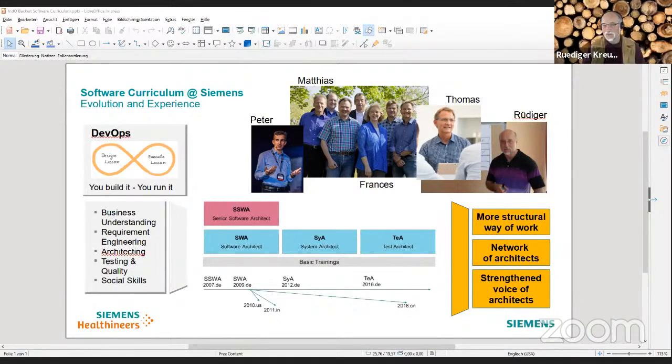Maybe just one addition to the last statement from Thomas. Each of these courses is a mix of on-site courses, between 3 and 4 weeks, and in between we have practice phases. People get homework. They have to do something in their own projects. That's a prerequisite for all the course participants. They have to be active, working as an architect in a project, so that they can immediately apply what they learned.